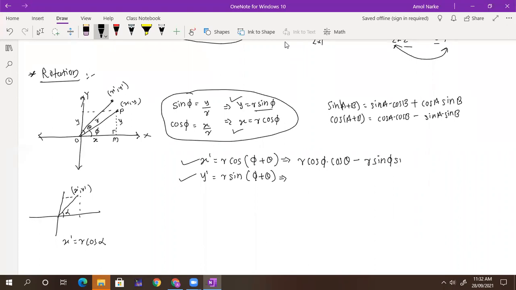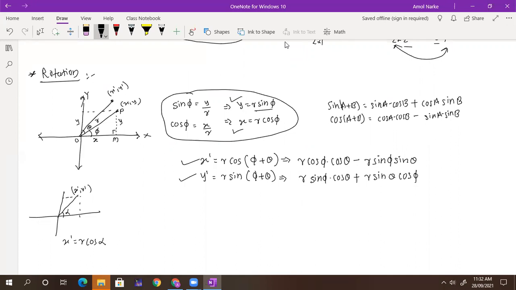Am I correct? Okay, and next is what? What will come here? Tell me. Anyone? Am I audible? Yes, sir. R sin of theta plus phi is r sin phi cos theta plus r cos phi sin theta. Yes, sin theta cos phi.